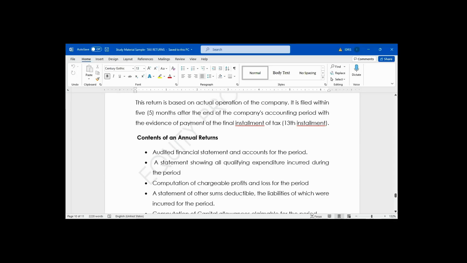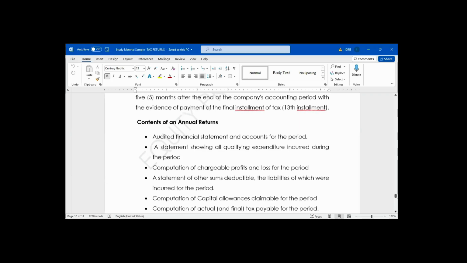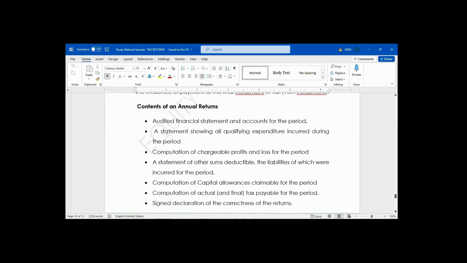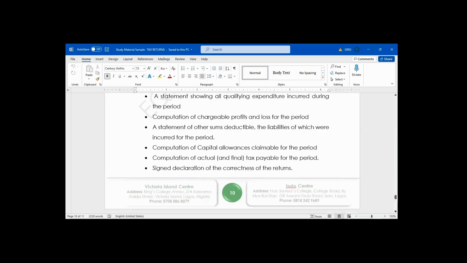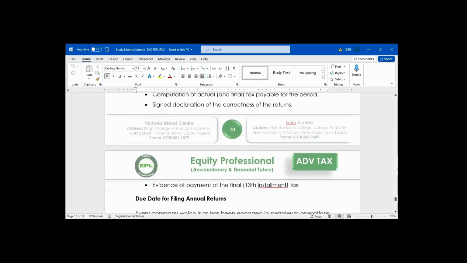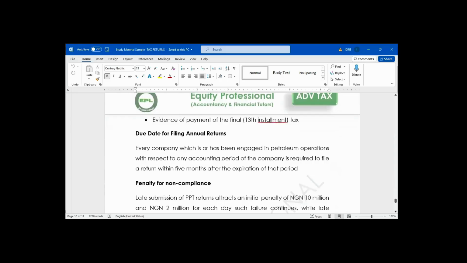Computation of chargeable profit and loss for the period. A statement of other sum deductible, the liability which is incurred for the period. Computation of capital allowance for the period. Computation of actual tax payable for the period. So these are the content of the annual tax return.